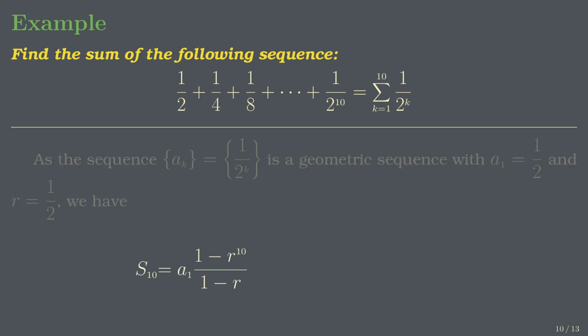And so we have S10 is equal to a1 times 1 minus r to the 10 over 1 minus r. And so you just need to substitute 1 over 2 into the expression, because a1 and r are the same and are 1 over 2 in this case. And by easy computation, we know that it is 1 minus 1 over 2 to the 10th.